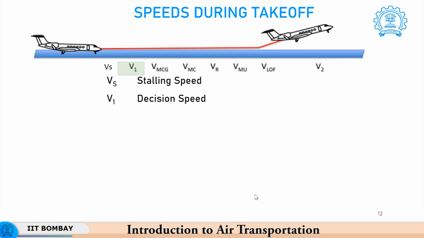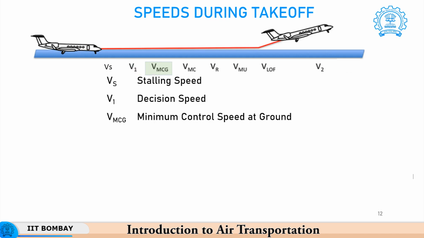V1 is the name given to a decision speed, because when you reach speed V1, you have to make a decision whether to continue with the takeoff because everything is going fine, or abort the takeoff, because you know that one engine has failed. So, you are on the power of the remaining engines, and the remaining engines should now be able to give enough power so that you can achieve the required speeds.